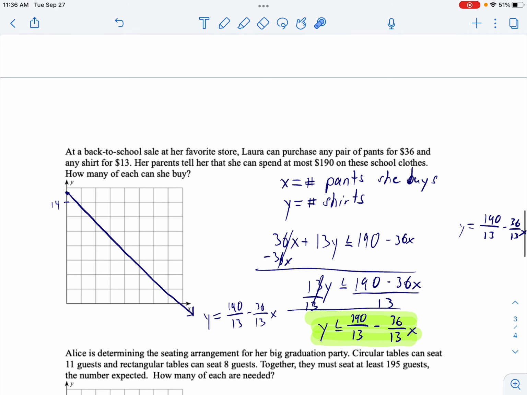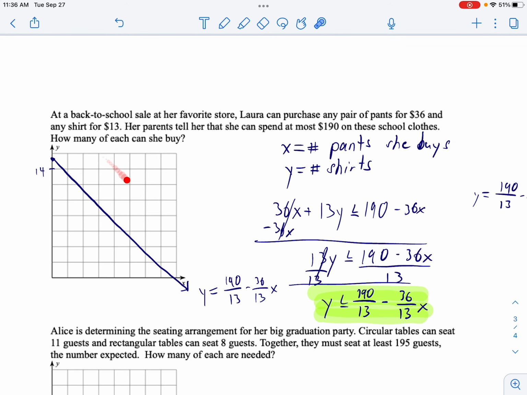Thanks. All right. So we're going to have this, okay? This is the line where y equals 190 over 13 minus 36 over 13, okay? And we need y to be less than that line, so we're going to shade below the line, okay? All right, so this is our answer just right here, okay?